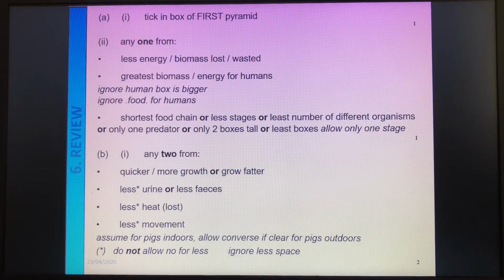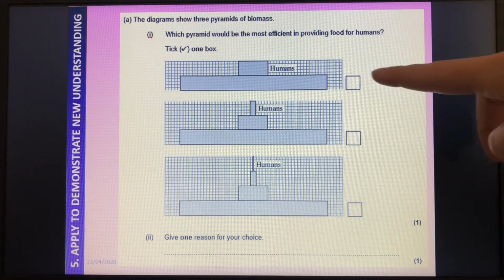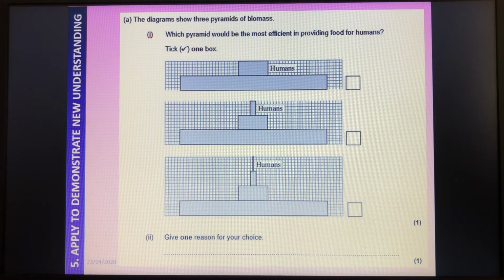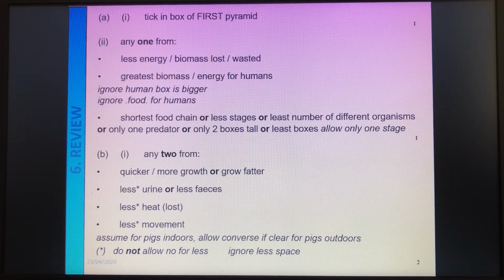And let's look at our answers. So we should have had the first pyramid. If we go back to that, you can see it's only got 2 bars, so there's less of a food chain. Get to the food quicker. It's also a much wider bar, so there's less energy lost. Okay, so less energy is lost, less energy is wasted, and also it's a shorter chain.